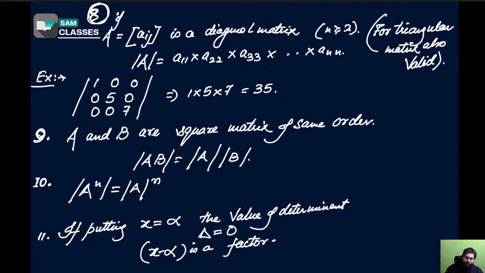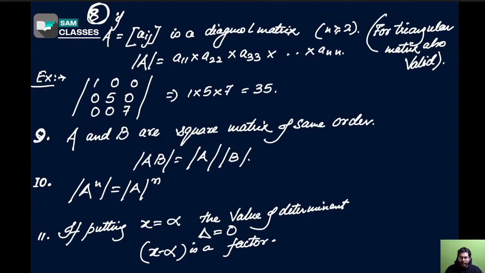Now next, A and B are square matrices of the same order. So the determinant of AB is nothing but determinant of A into determinant of B. You can split it up also, no issues. If power is there and then determinant, you just do the determinant first, then do the power. Same thing, no issues.